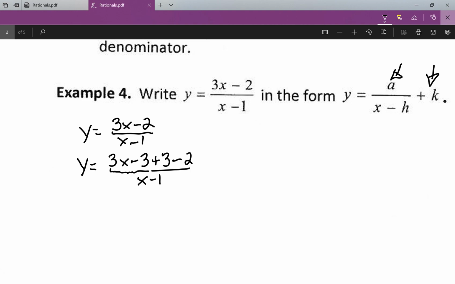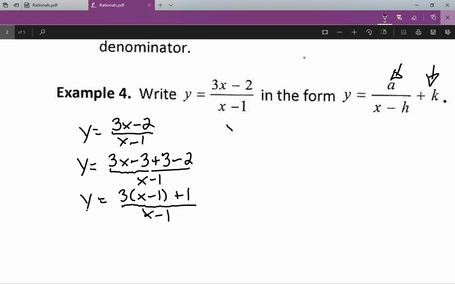Well, what does this really do for me? In my next step, if I now go y equals, and I factor the 3 out of the first two terms, what I end up with is that x minus 1 factor that I've been looking for. From there, I have plus 3 minus 2, which will leave me with plus 1, and then this is all over the x minus 1.